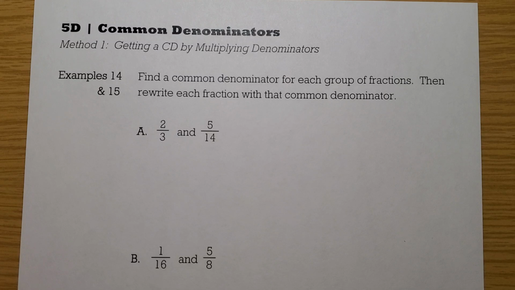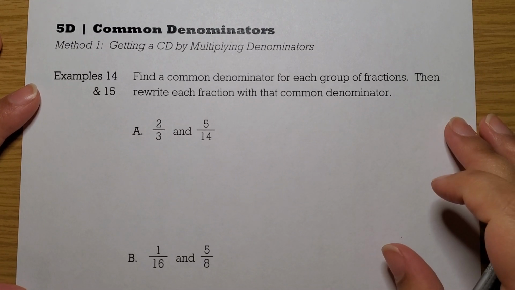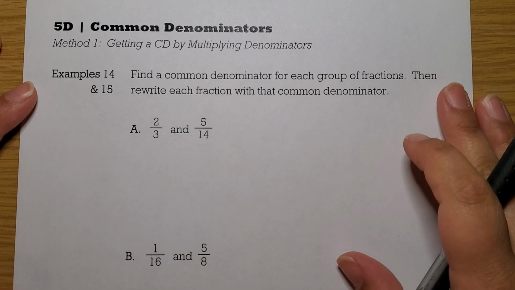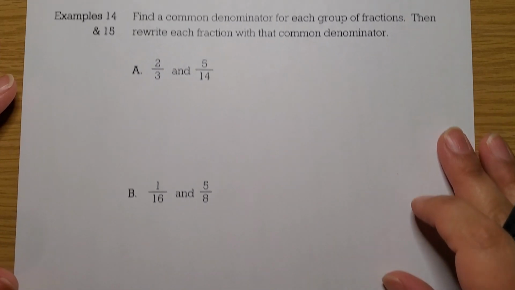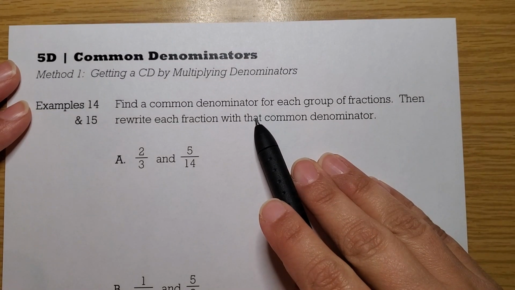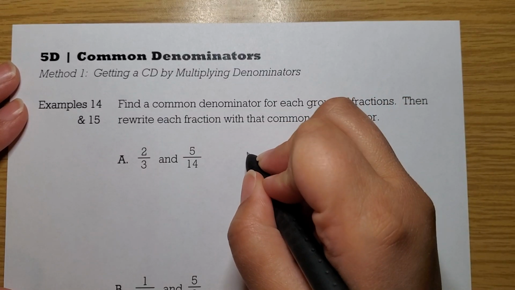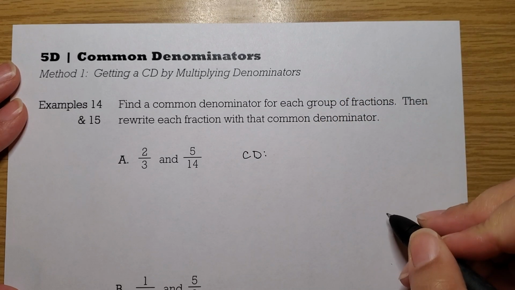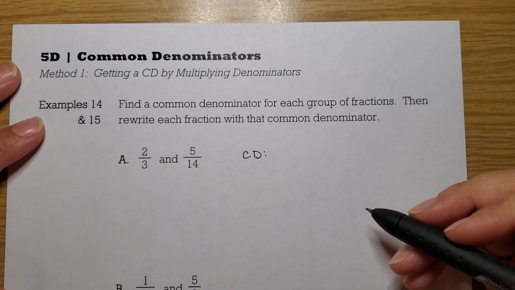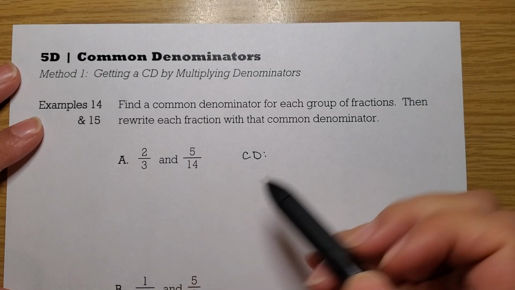One way you can get a common denominator is by multiplying the two denominators together. We've got three examples we're going to work through. In each of these examples, we're going to find a common denominator, and then we're going to rewrite the fractions with that common denominator. I'm going to use CD to represent common denominator. This method just says whatever the denominators are, multiply them.